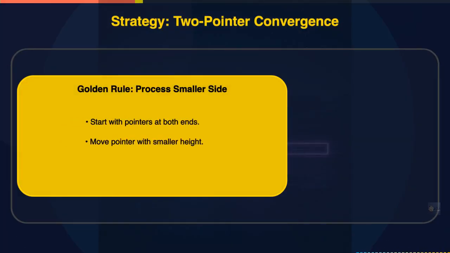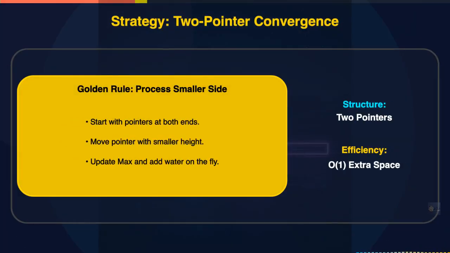But wait, if we calculate the max left and max right for every single bar, we end up with an O(n^2) solution or need O(n) extra space. To achieve O(1) space, we use our golden rule. The two-pointer convergence strategy. Instead of scanning everything repeatedly, we use two pointers starting from the ends and move toward each other, always processing the smaller side first.